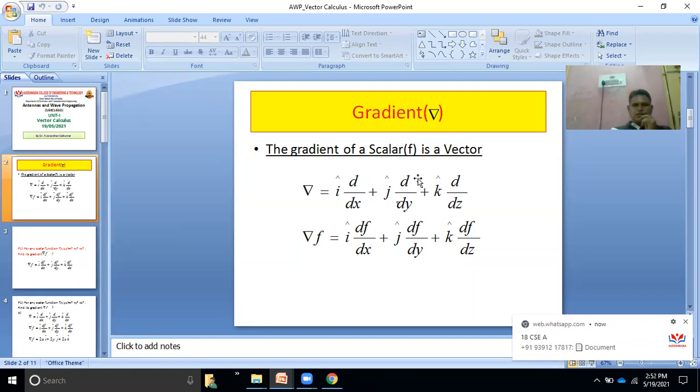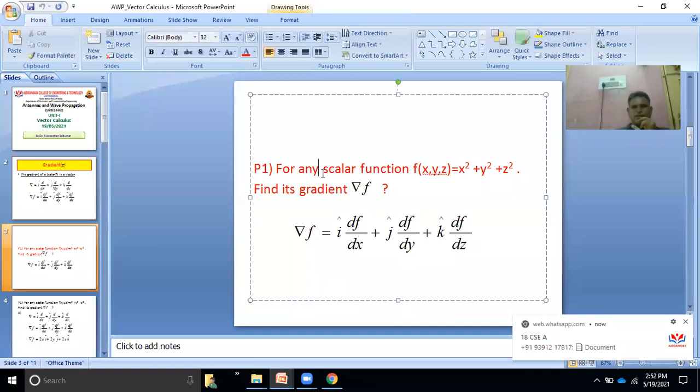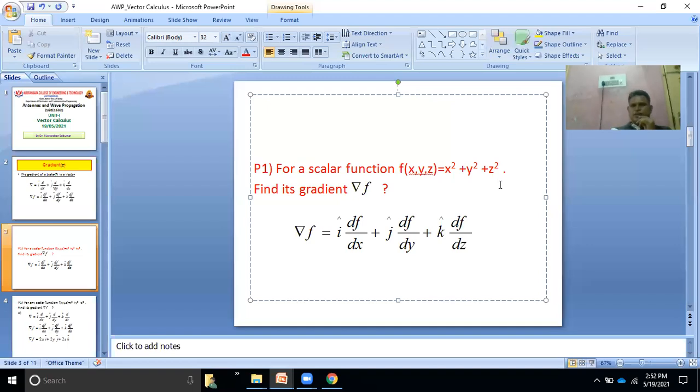We'll take some simple problems and you should try to solve them. Can anybody solve this problem for a scalar function? Let f of x, y, z equal x square plus y square plus z square. Find the gradient of f.